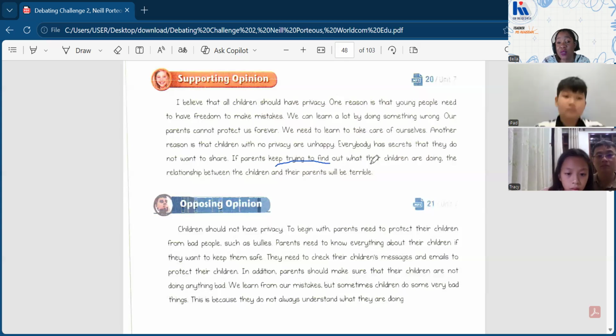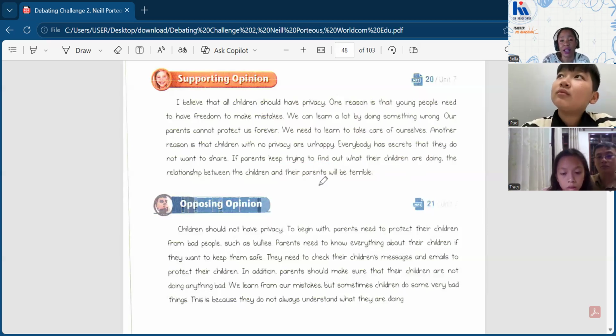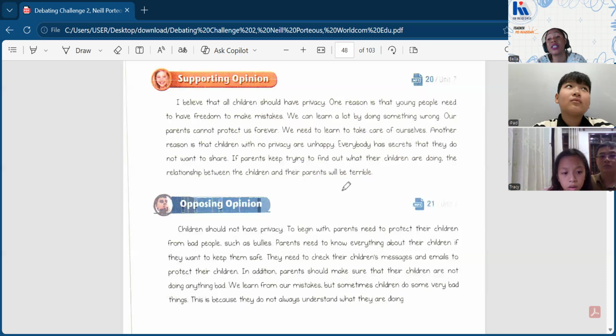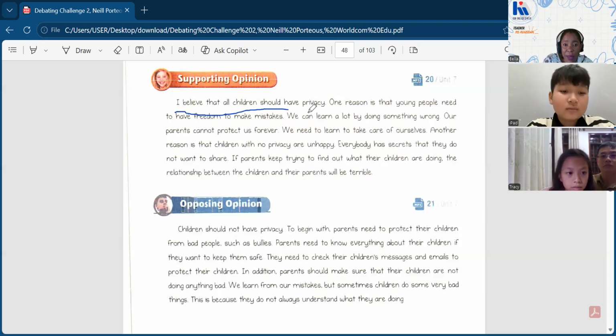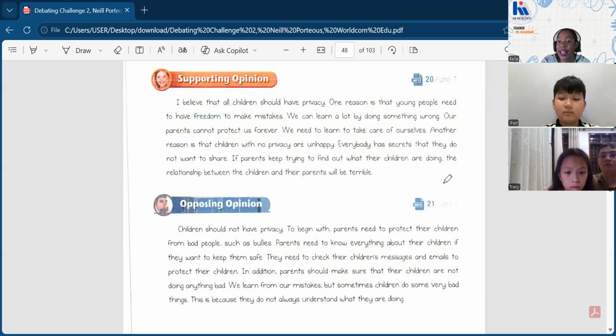If parents keep trying to find out what their children are doing, most children don't like it. They'll start getting angry and they try to keep things away from their parents. So this is why the supporting opinion believes that the relationship between children and their parents will be terrible if the parents keep trying to find out the children's secrets. Now, do you understand? So this is the main idea, and we have two supporting ideas. Do you understand, Tracy? Yes. Good. Now, do you have any question here?